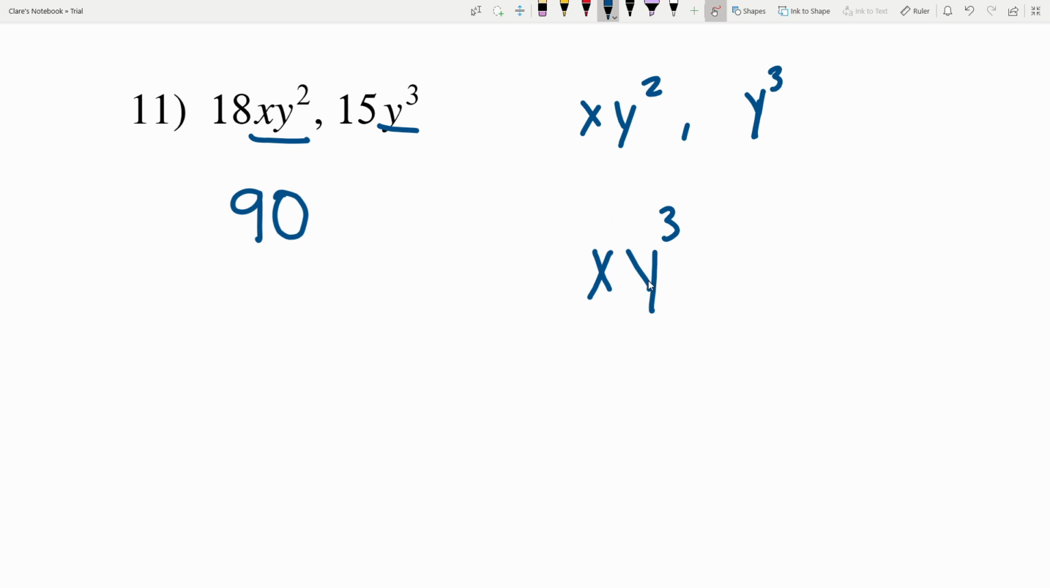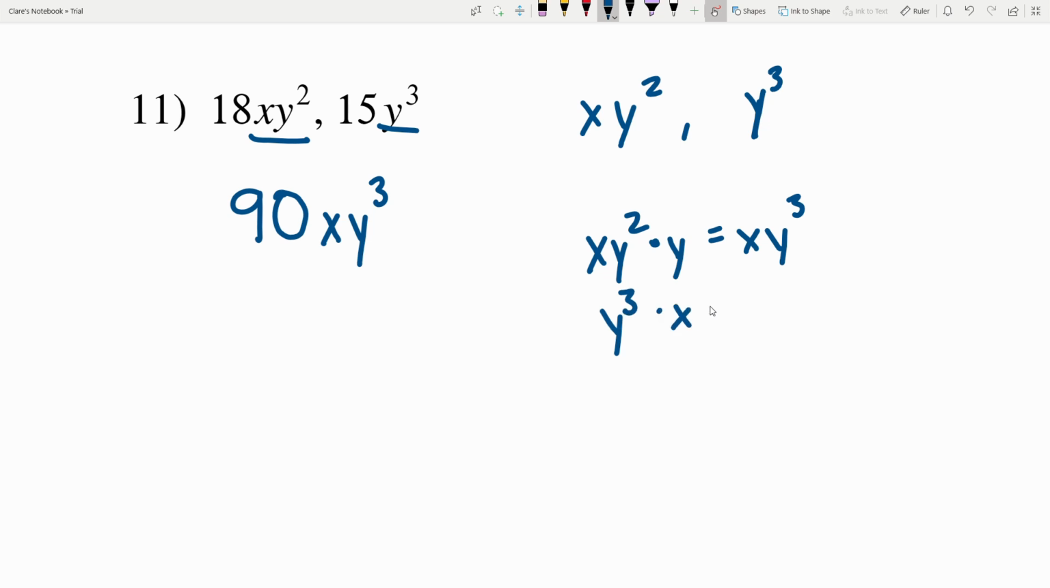Because look, xy cubed divided by xy squared is going to divide nicely. Xy cubed over xy squared will just be y. Y times xy squared will give us xy cubed. And again, if we're dealing with xy cubed, what times y cubed gives us xy cubed? That's simply an x. So because we need to multiply xy squared times y to get xy cubed, and because we need to multiply y cubed by x to get xy cubed, that's the least common multiple. So 90xy cubed is my solution in number 11.